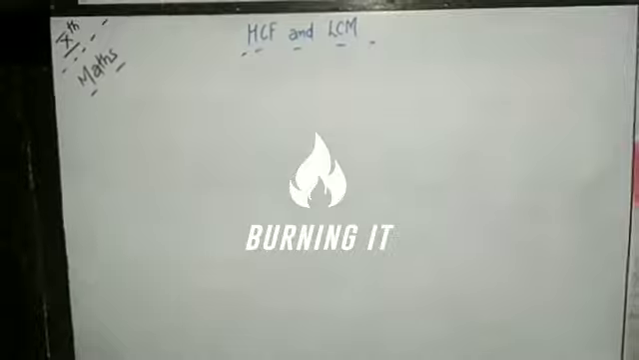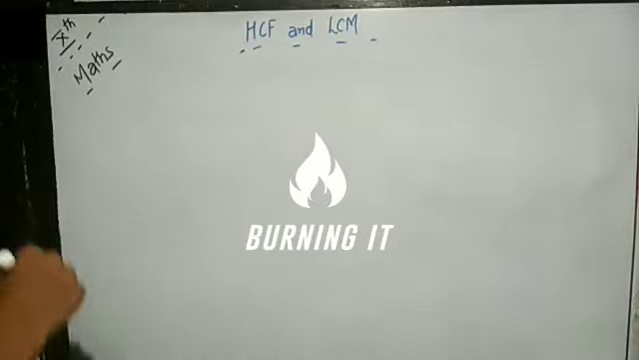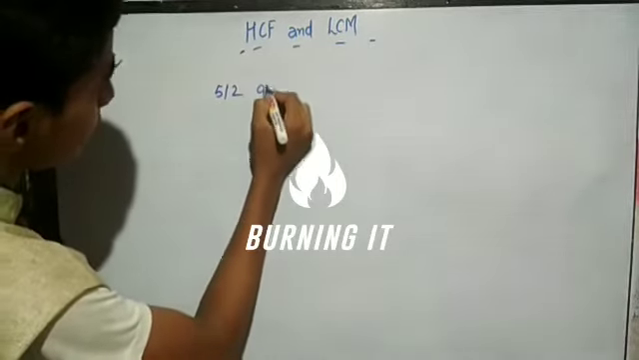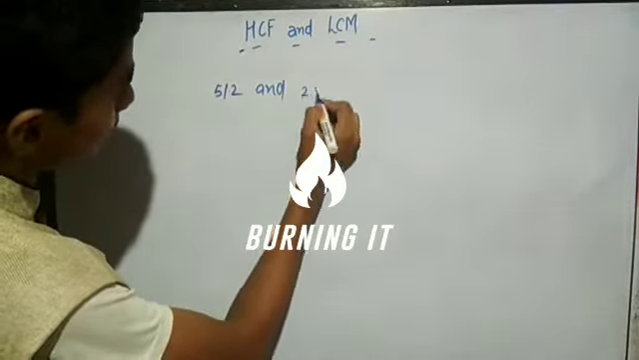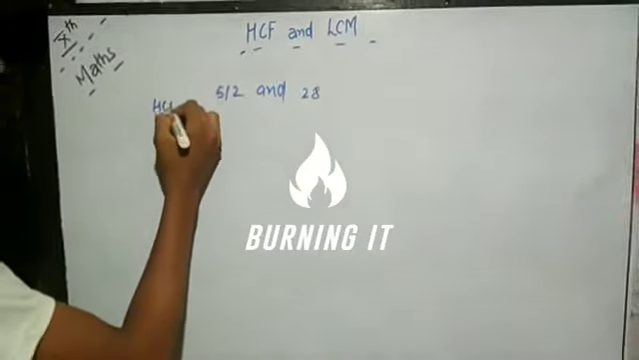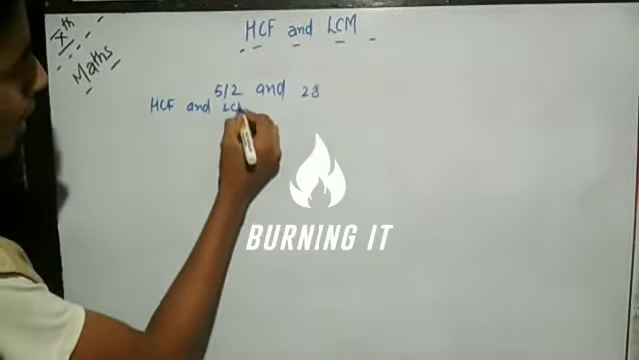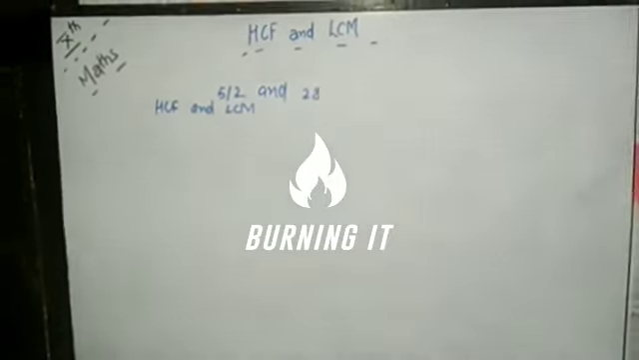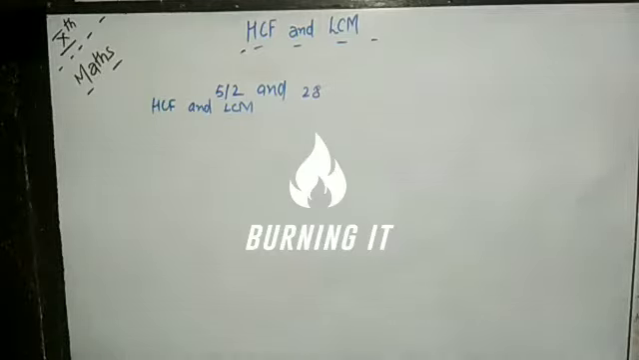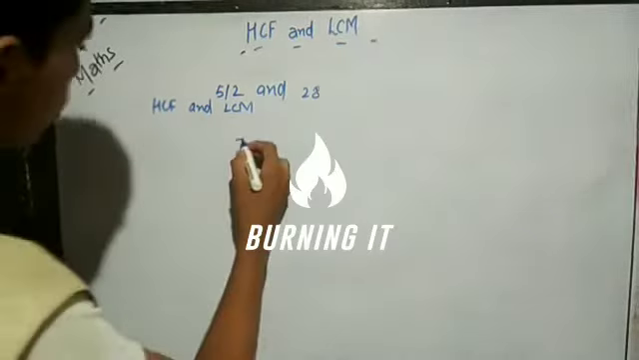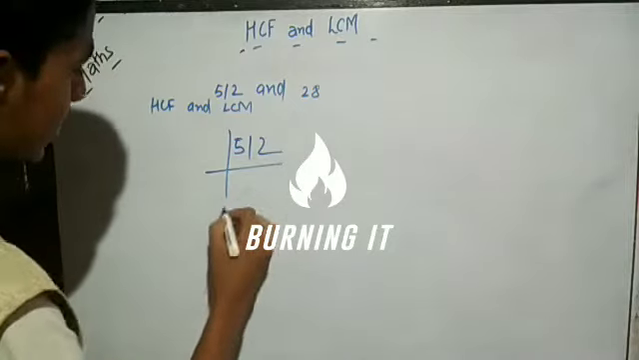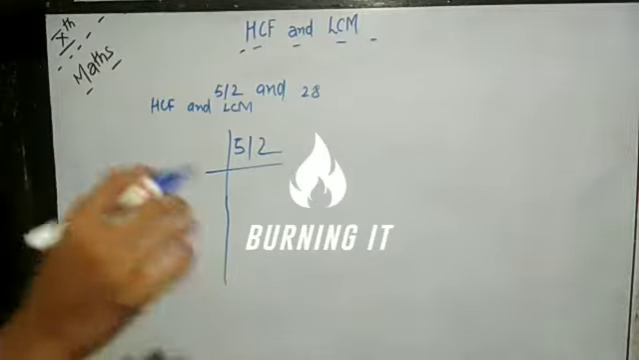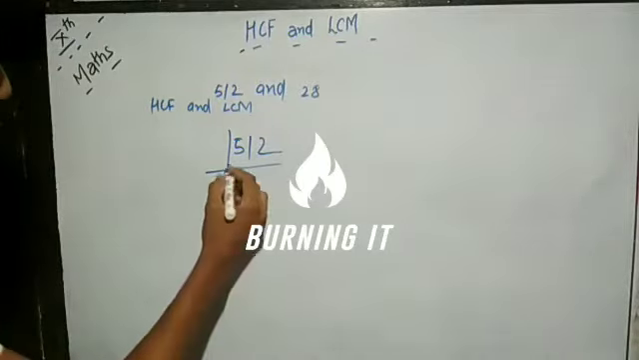So let's see a question. Before that, we need to know the method of prime factorization. Suppose that we are told to find the HCF and LCM of 512 and 28. First of all, we have to find the HCF and then the LCM of these two numbers, 512 and 28. Let's see how we will find it through the method of prime factorization. First of all, we have to break these given numbers in a tree-like structure, as we studied in our basic classes about the prime factorization method.